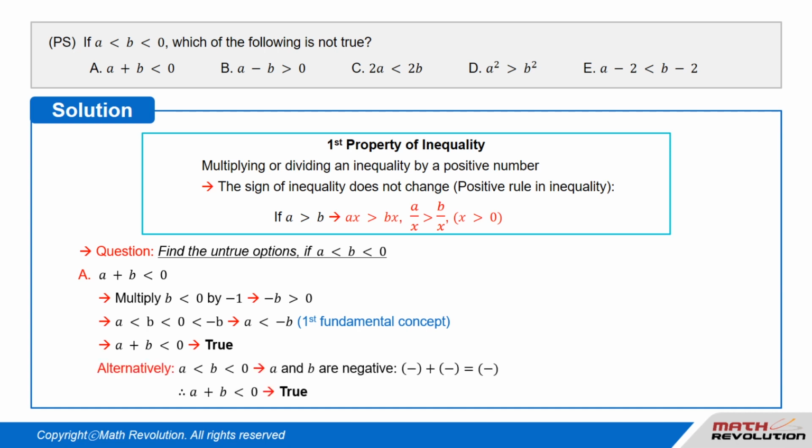Alternatively, A is smaller than B, which is smaller than 0, means that A and B are negative numbers, and the sum of two negative numbers is negative. Thus, A plus B is smaller than 0.